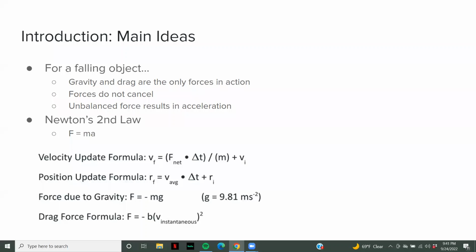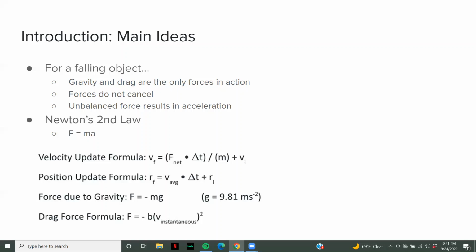Some of the main ideas that this lab covers are the concepts that for a falling object, gravity and drag are the only forces in action, and they do not cancel, which means that this unbalanced force is going to result in acceleration in the downward direction due to gravity. This is also reflective of Newton's second law, in which force is equal to an object's mass times its acceleration. Because the forces are unbalanced, the object will accelerate in that direction.